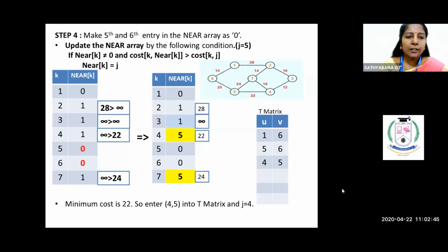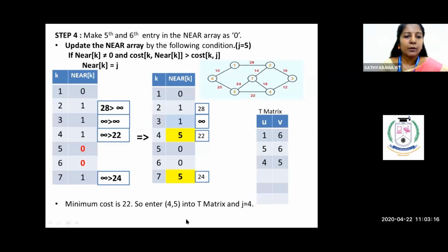Look at the fourth, k is equal to 4. 4,1 is infinity and 4,5 is 22. So infinity greater than 22, the condition is satisfied. So if the condition is satisfied, the near array should be updated by the j value. So what is the j value here? 5. So the fourth entry is updated by 5. It is highlighted in yellow color.